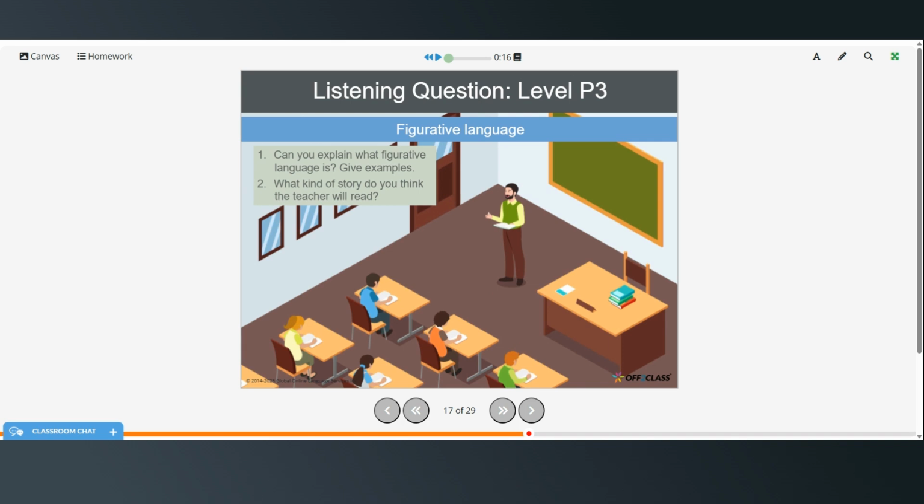All right, the next section, we're going to be talking about figurative language. So can you explain what figurative language is and give some examples? And what kind of story do you think the teacher will read?